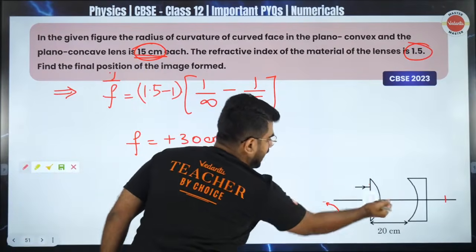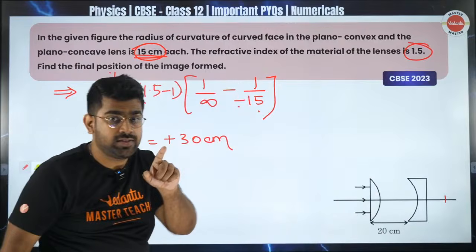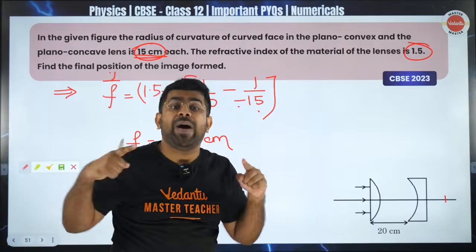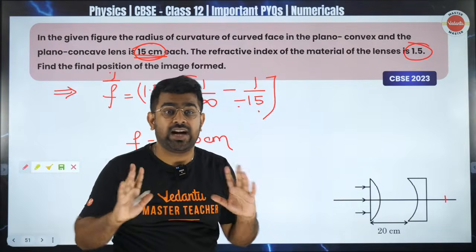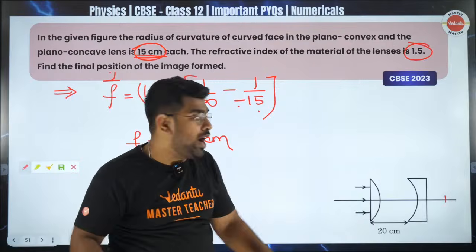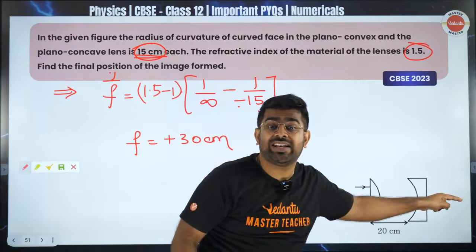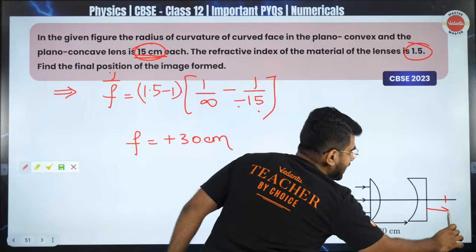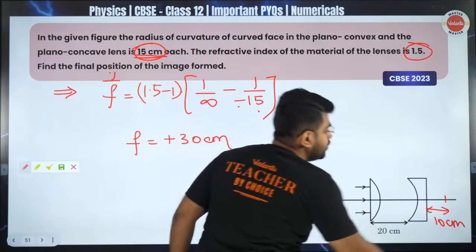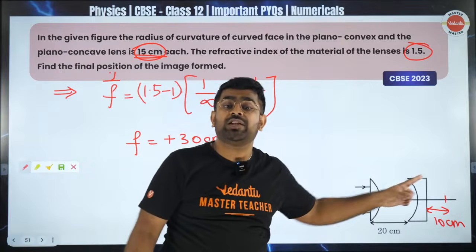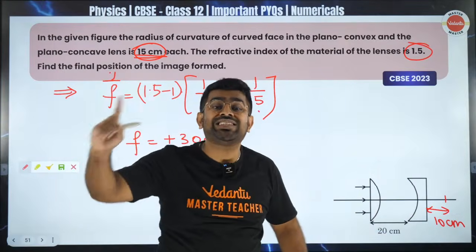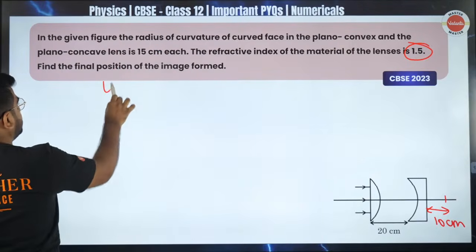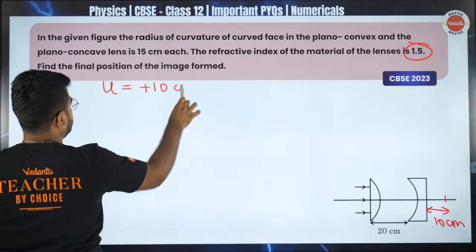So focal length 30 means a convex lens, a converging lens. Parallel rays will meet at the focus, correct? Yes. So parallel rays coming like this will meet at 30 centimeter. 30 centimeter means it will be here, 10 centimeter beyond the second lens. So the object distance for the second lens is plus 10 centimeter.